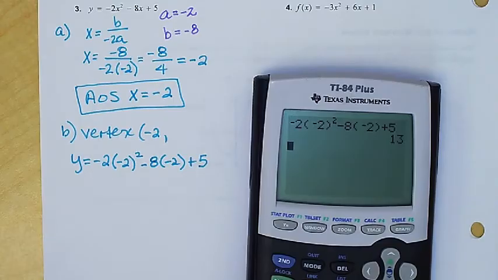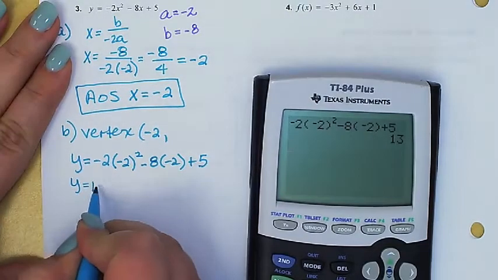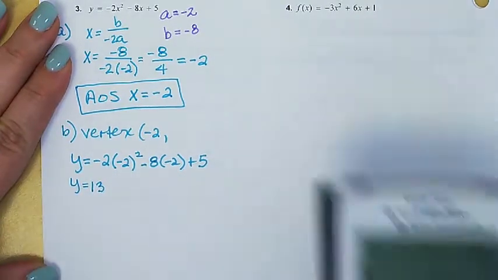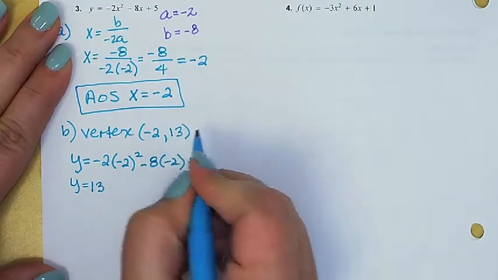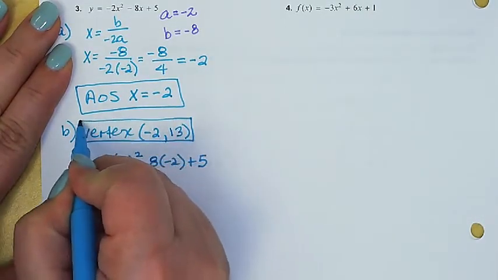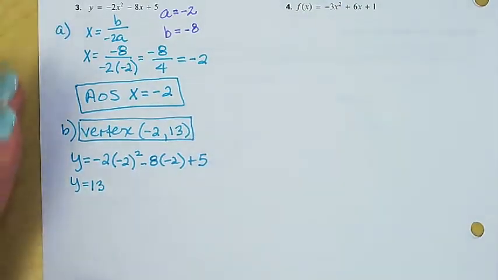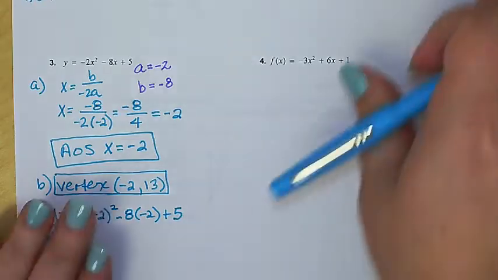And when I work all of that out, looks like our y-coordinate is 13. So this all comes out to just 13. So that means that our vertex is at negative 2, comma 13. That is the location of our vertex. So maybe try 2 and 4, and then you can check those before we move on.